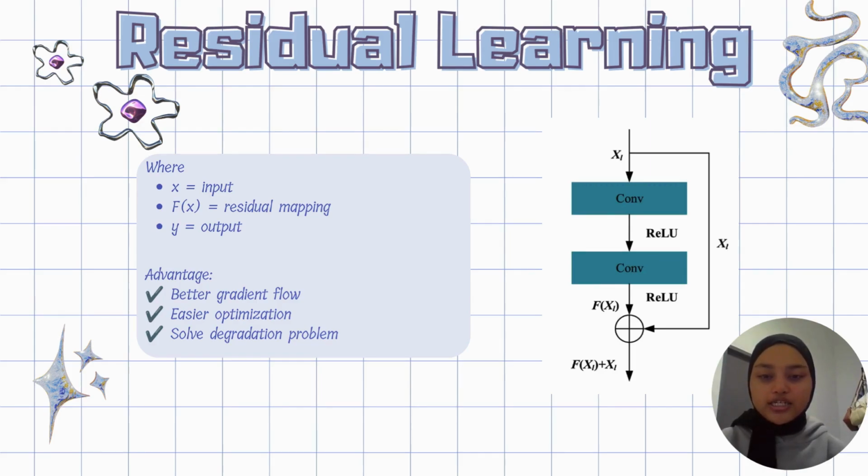The shortcut connections allow the input to skip a few layers and add it directly to the output. This gives several advantages. First, it improves gradient flow and makes training easier. Second, it helps the network learn faster and become more stable. Finally, it solves the degradation problem where deeper networks normally perform worse. Because of residual learning, ResNet can be built with many layers while still achieving high accuracy.